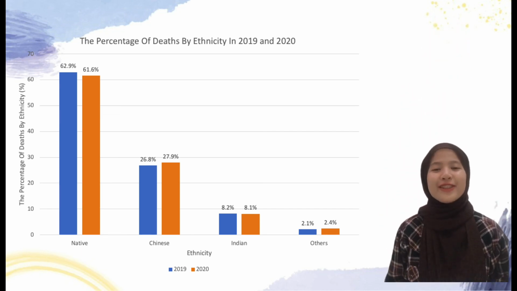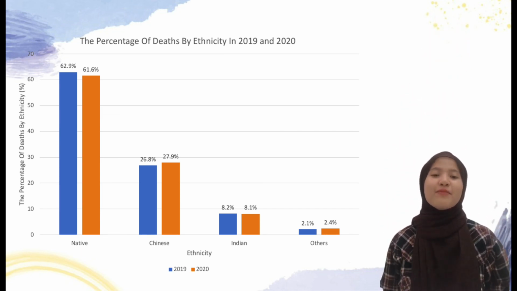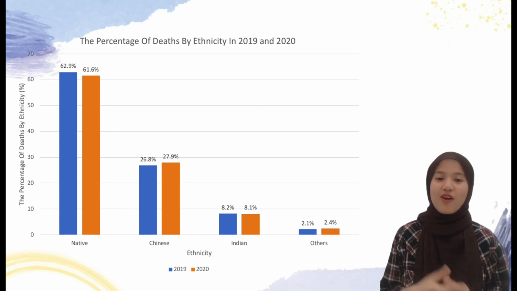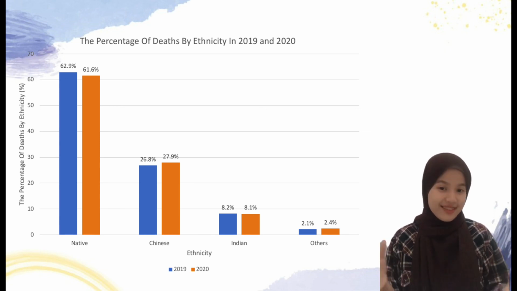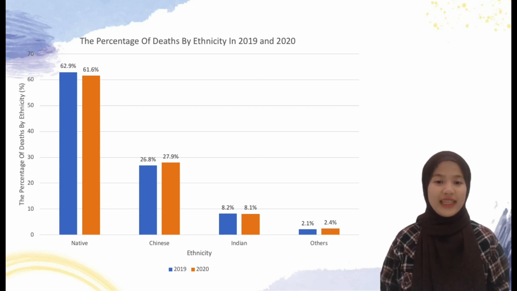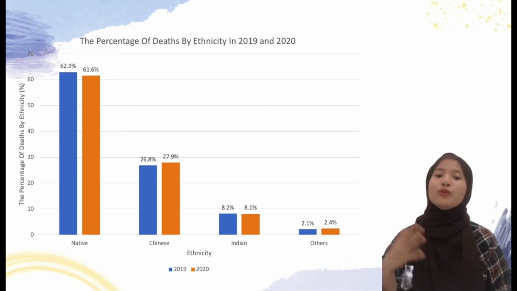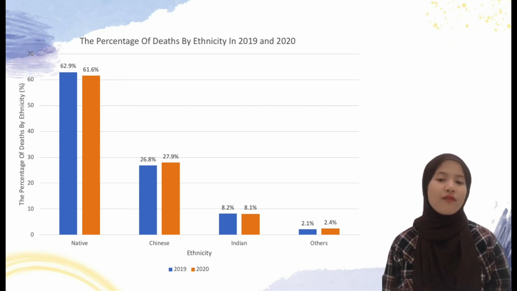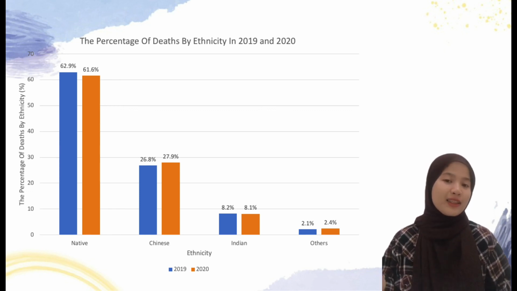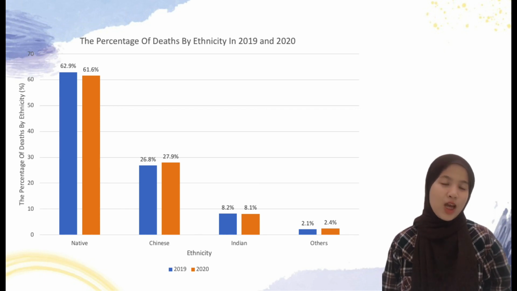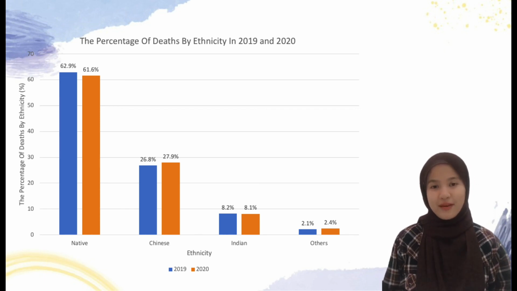Lastly, for conclusion, based on this graph, it can be concluded that the majority of the percentage of death by ethnicity is by native ethnicity. In view of this, the percentage of death increased from 2019 to 2020 because of the coronavirus that started in 2019. We must take care of ourselves to avoid the coronavirus.